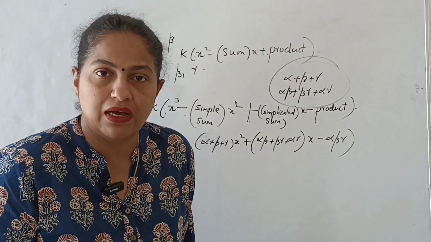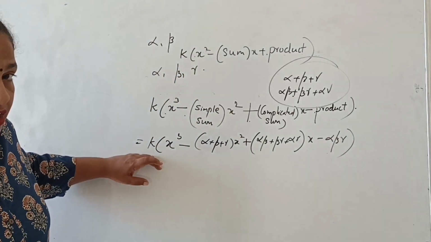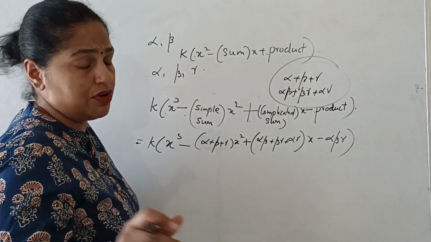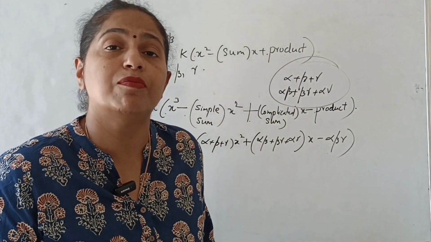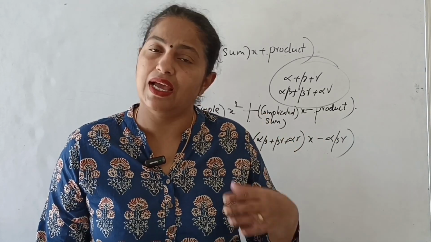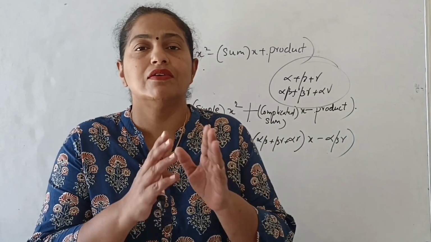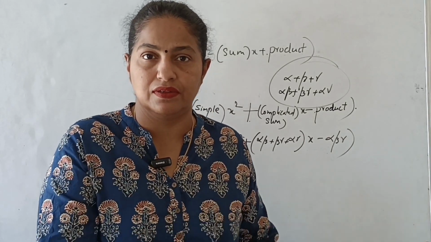If alpha, beta and gamma are given to you, you can write the polynomial. So this is our general form, and just like in the case of quadratic, for different values of k, you get different cubic polynomials. Normally, when we write, we take k as 1 and then write it off. Okay, so let us do a sum and see whether you can apply this particular concept.